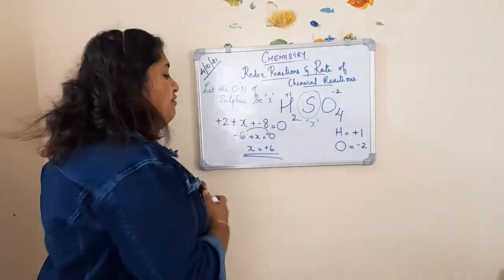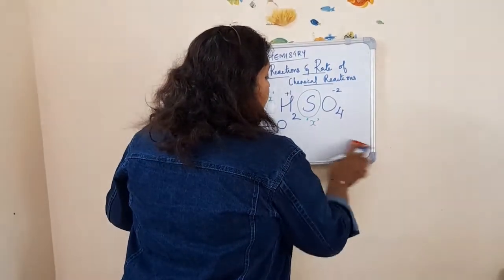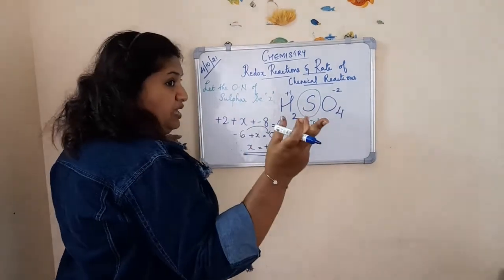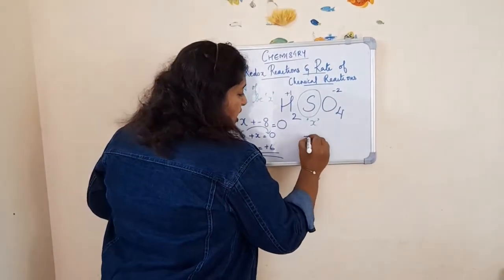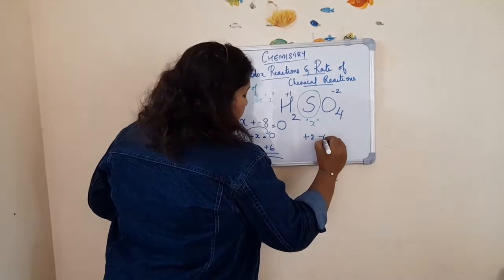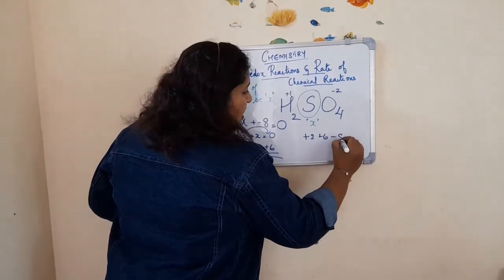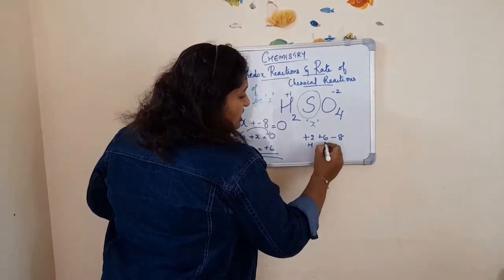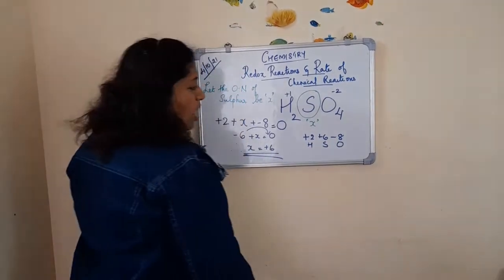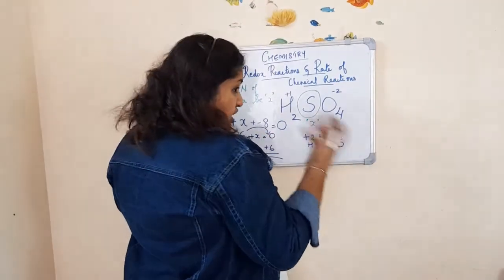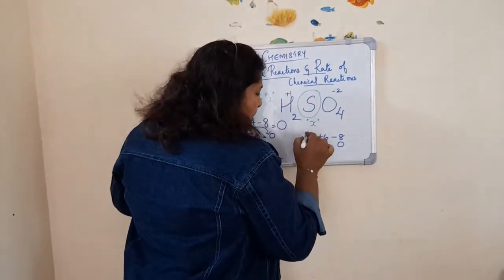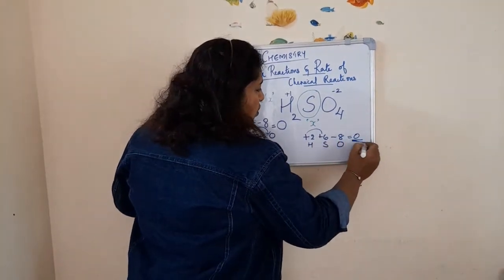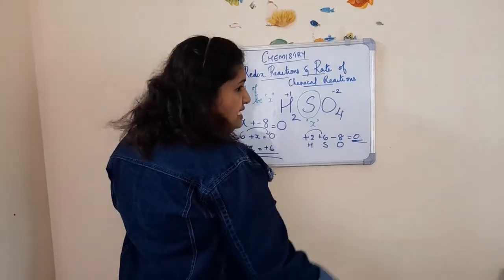Now, as we have found that the oxidation number of sulfur is plus 6, we have to check whether when we add everything, we get 0, isn't it? So I am going to just repeat: plus 2, plus 6 and minus 8. This is the oxidation number: this one is hydrogen, this one sulfur, this one oxygen. Now I am going to find out whether the oxidation number I have found out is right. Plus 2 plus 6, 8. 8 minus 8, 0. So my calculations are correct.